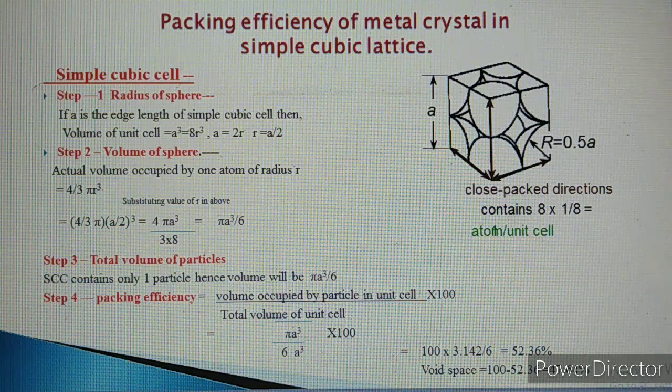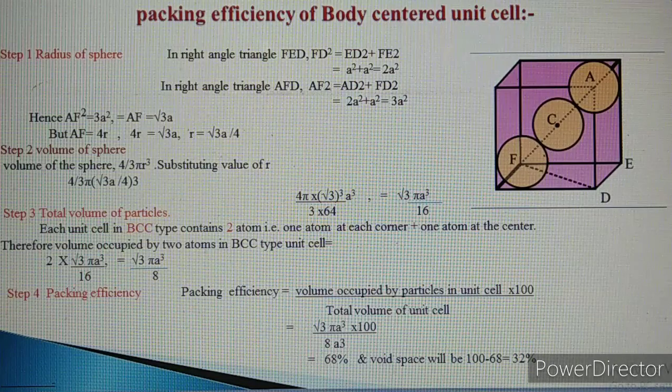So how to write? We have to write the answer in 4 steps: step number 1, step number 2, step number 3 and step number 4. And finally we get the answer: 52.36 is the packing efficiency and void space is 47.64%. Now we will discuss the packing efficiency of the body-centered unit cell.